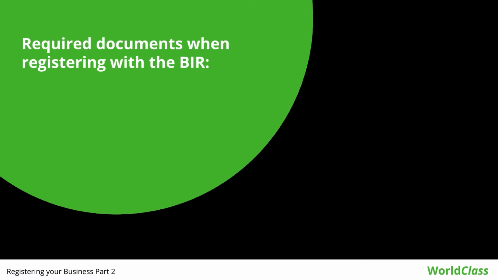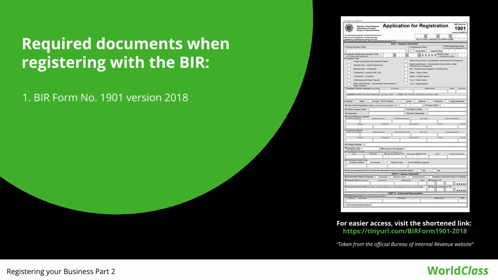Now, let's get down to the actual registration with the BIR. Here are the documents you need when you register with the tax authority. 1. The BIR form number 1901, version 2018, or the application for registration for self-employed, mixed income individuals, non-resident alien engaged in trade, business, estate, and trust.